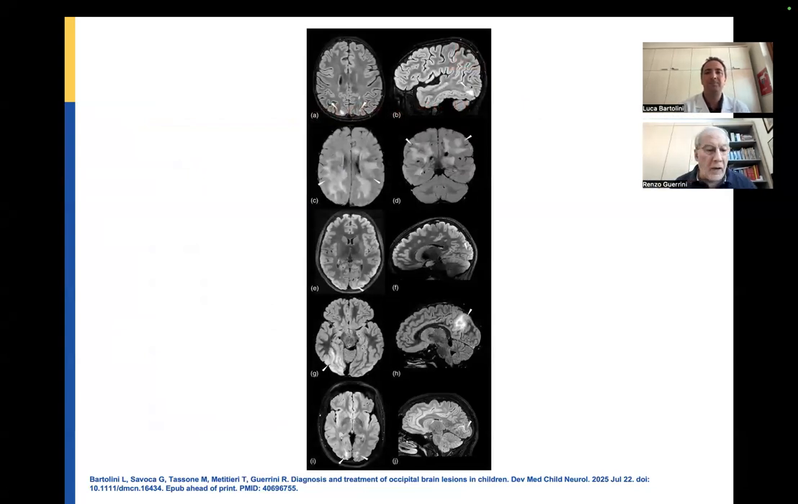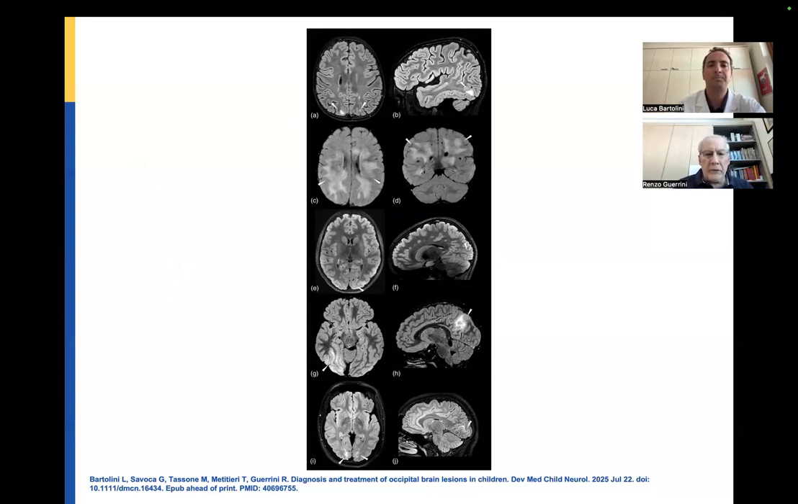Thank you, Luca. We have some examples here on the first line, A, B. There is a child with a posterior reversible encephalopathy syndrome. You can appreciate high signal intensities on posterior brain areas, especially the right occipital lobe. On the second line, we have another interesting example, a child with acute disseminated encephalomyelitis with bilateral high signal intensities in the white matter, which involve both parietal and occipital lobes, and even the posterior part of the frontal lobes.